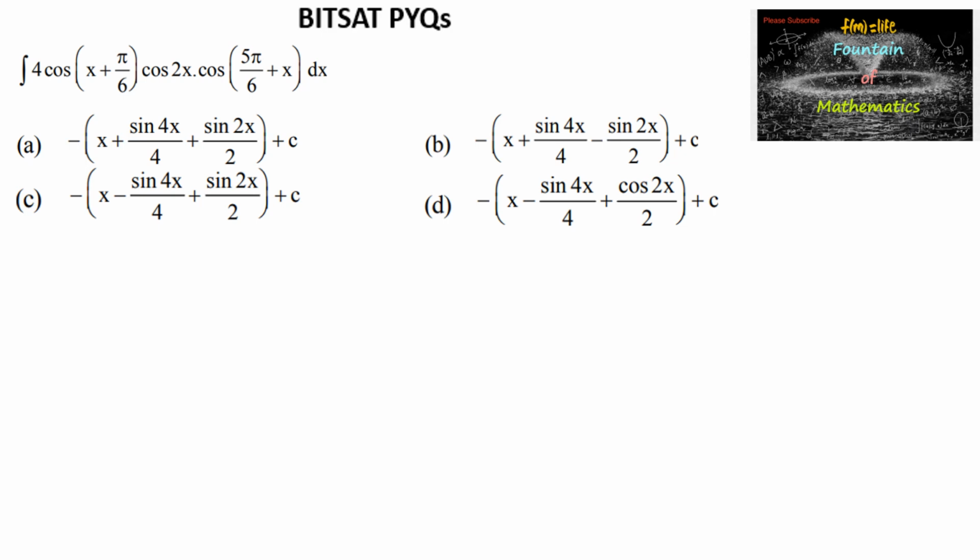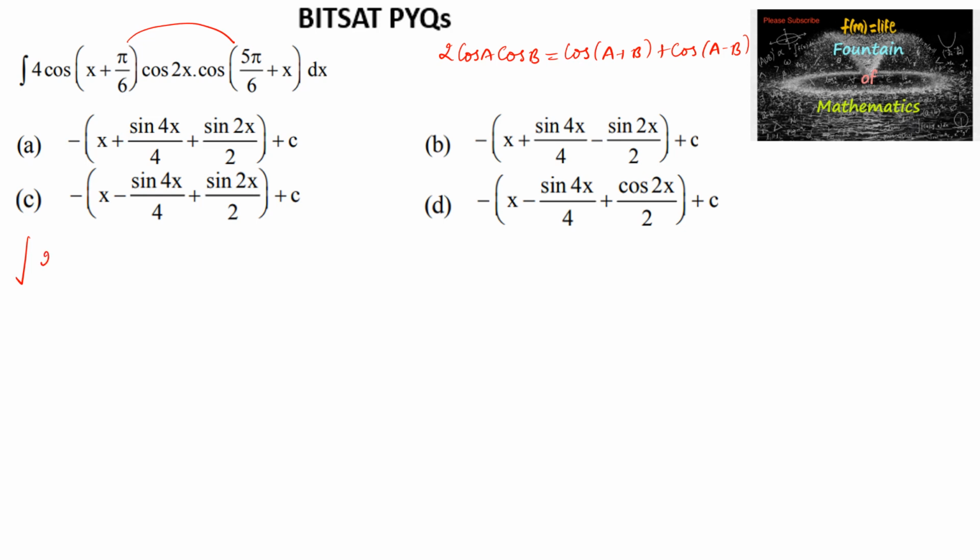Integral 4 times cos of x plus pi by 6 into cos 2x into cos of 5 pi by 6 plus x dx. Let us use the property 2 cos A cos B, which is equal to cos A plus B plus cos A minus B.